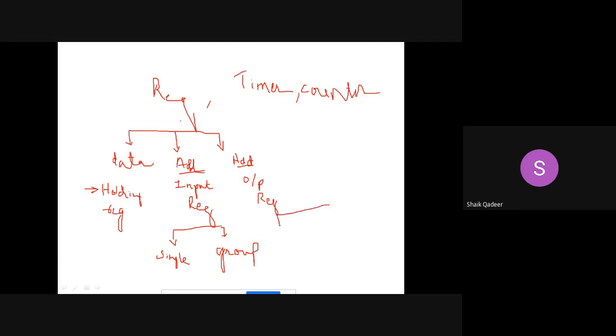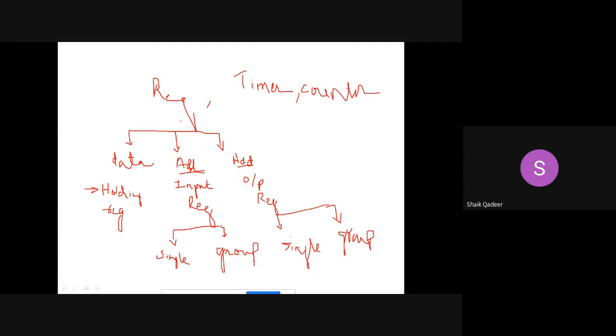Similarly, the output register can also be classified into two. One is single output register, another one is group output register. Agree?